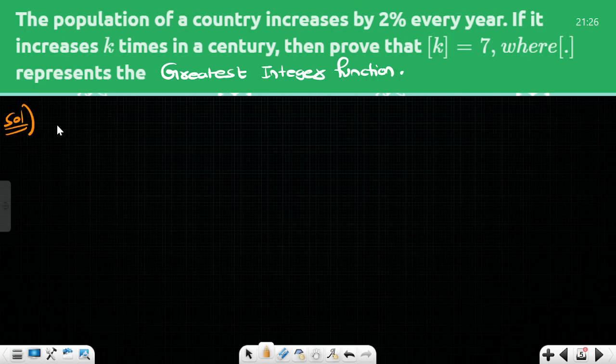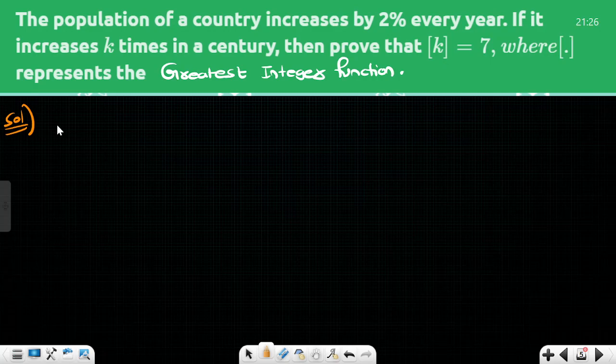Population of a country increases by 2% every year, if it increases k times in a century. So what is the question now? Do I know every question you're writing? Sir, I'm writing what is on the screen, sir. Okay, you can write it in the shortcut format if you want. Yes sir.